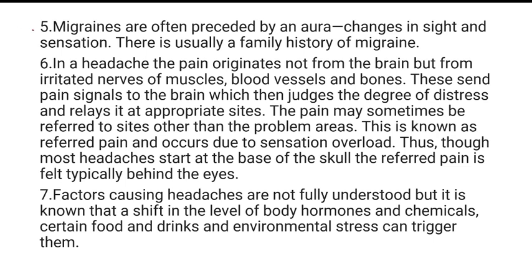Look at the next, fifth paragraph. Migraines are often preceded by an aura, changes in sight and sensation. There is usually a family history of migraine.